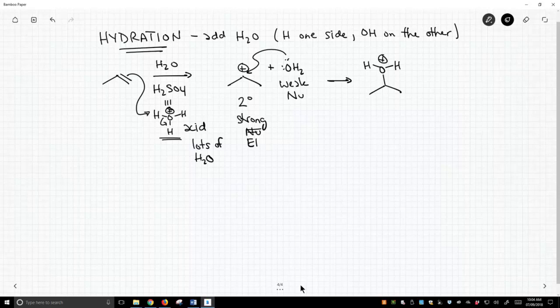We form this as an intermediate. Our reaction is not complete because we never finish with charged species. So we need a base to deprotonate this oxygen. Remember, this oxygen has a positive charge, and is asking for something to give it electrons. And the way we'll give it electrons is by attacking the hydrogen, and we'll give it the electrons in that OH bond.